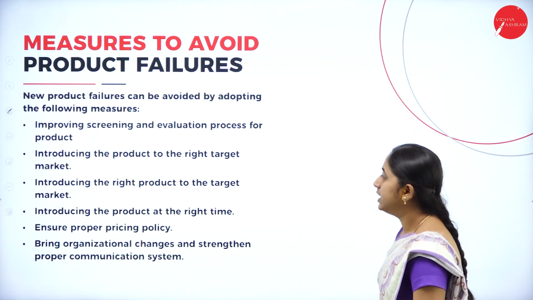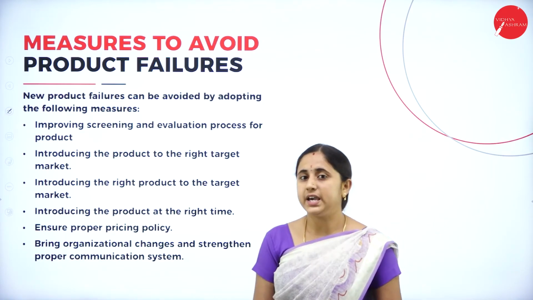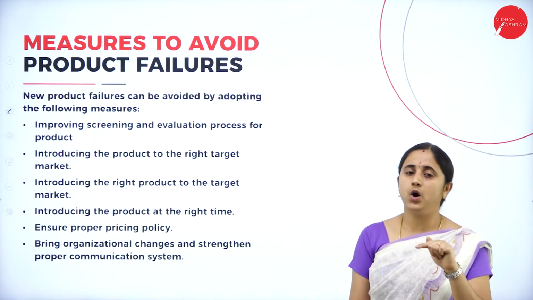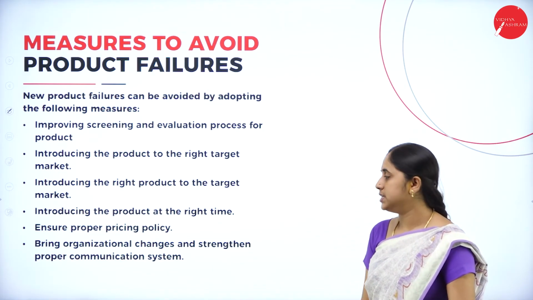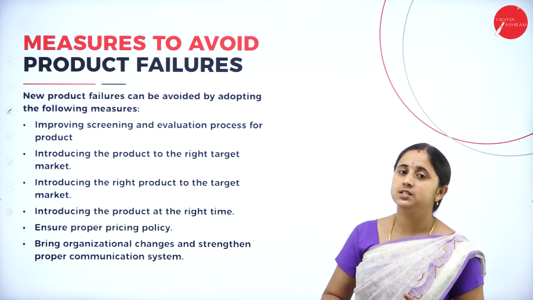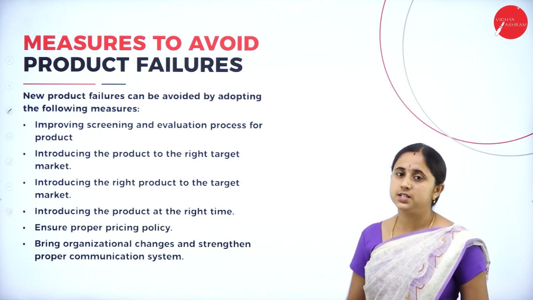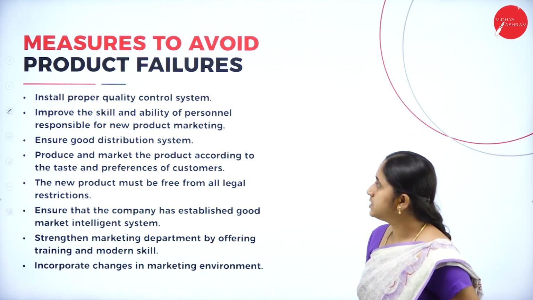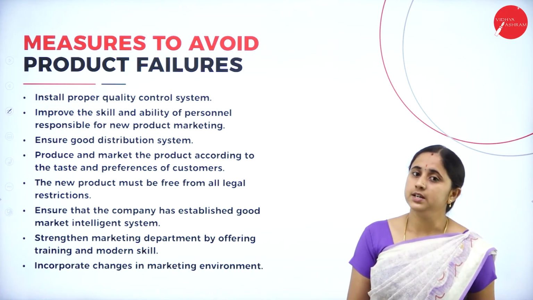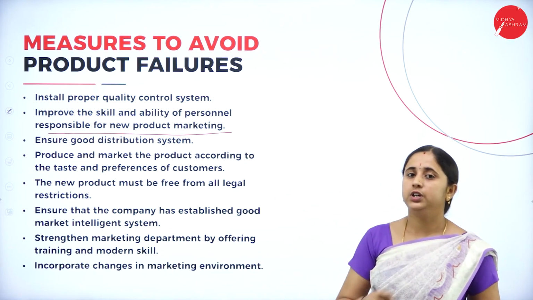Next, introducing the product at the right time. Introduce your product when the demand is more. Then ensure a proper pricing policy. Price plays an important role in the success of the product. So you need to fix the price considering all the factors. Then bring organizational changes and strengthen the communication system. Make changes according to the changes in the market. Install a proper quality control system. Improve the skill and ability of the personnel responsible for new product marketing. You need to improve the skills of the product developers and those responsible for new product marketing, so you need to give them training.